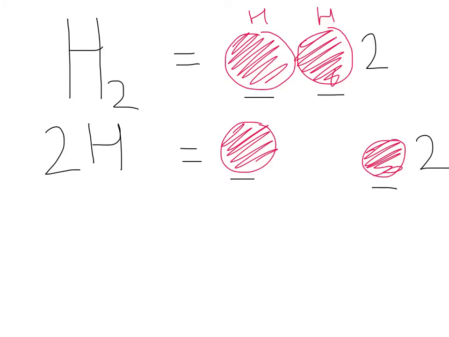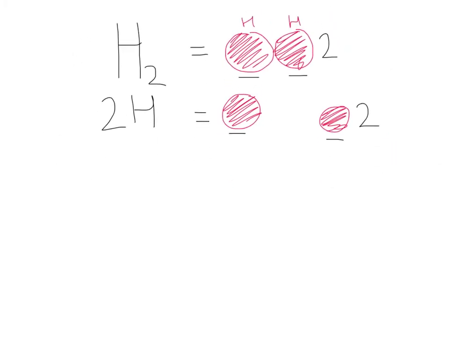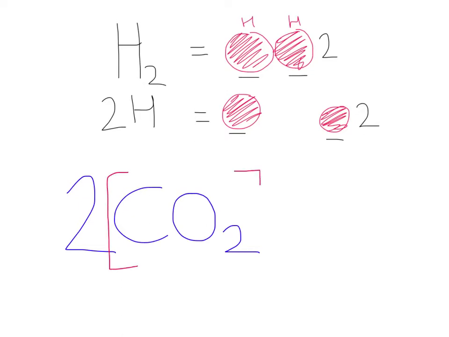Let's take, for example, CO2. That's the symbol for carbon dioxide. Di meaning two, oxide, two oxygens, carbon dioxide. Now, if we had, for example, 2 lots of CO2, then what we have is 2 lots of everything that the 2 is in front of.